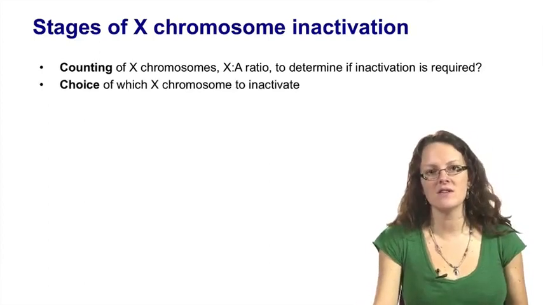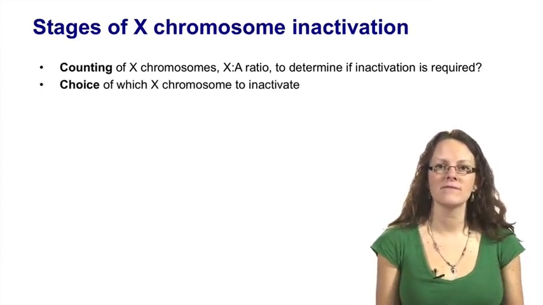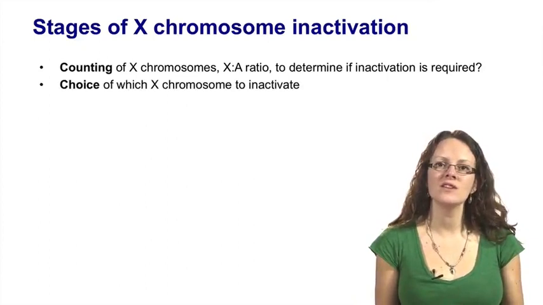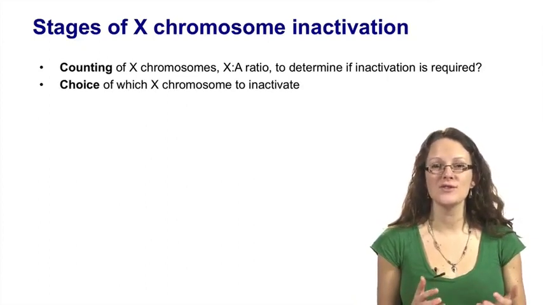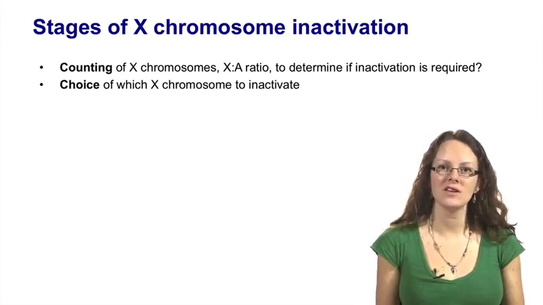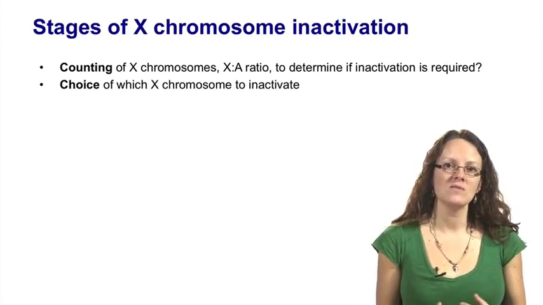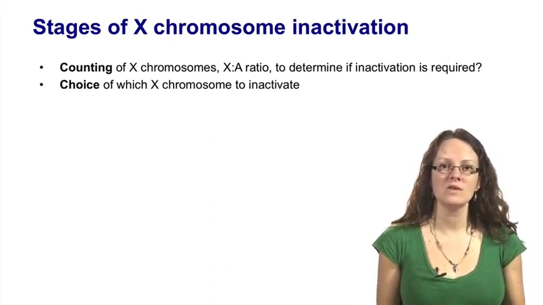The second stage of X inactivation is choice. So I mentioned imprinted X inactivation in the last lecture. And clearly here, there is no choice. The choice has already been predetermined that the paternal X chromosome will be silenced. However, in this instance, choice means that in random X inactivation, there must be a choice about which of the two X chromosomes in a normal female cell will be the one that's selected to be inactivated.